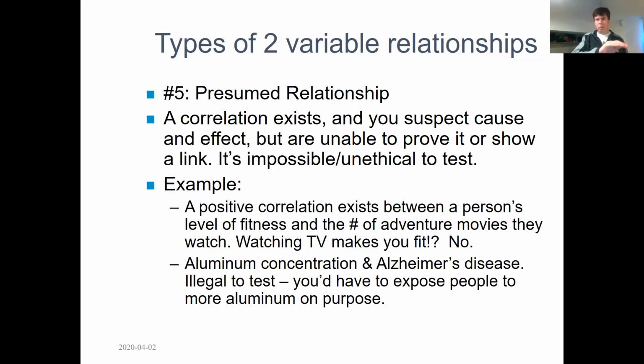We know that as aluminum concentration in the brain increases, the significance of Alzheimer's effects also increases, but we can't test it. Because how would you test it? You would have to get volunteers who would allow you to expose them to aluminum over a long time and see what it does to their brain. Completely unethical, completely illegal, won't be done. So that's an example where we're stuck with correlation. We know it's there. To me, the correlation is enough to be a concern.